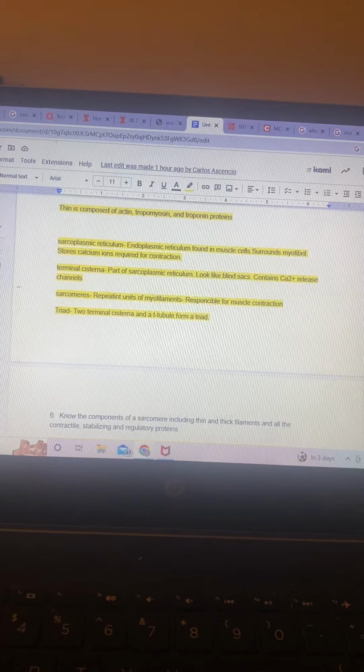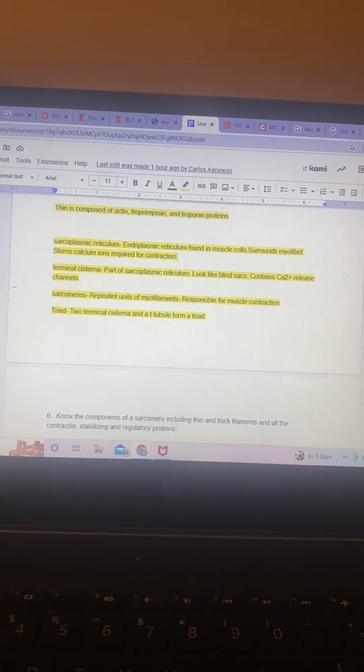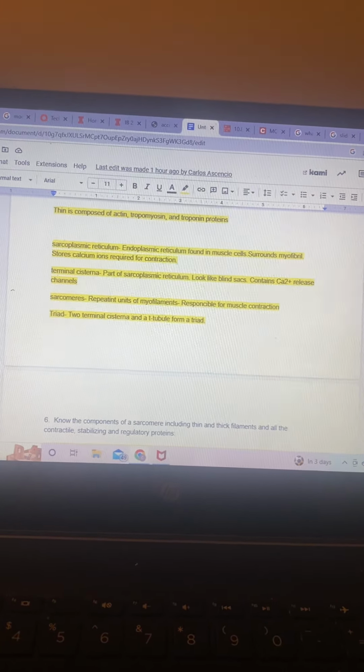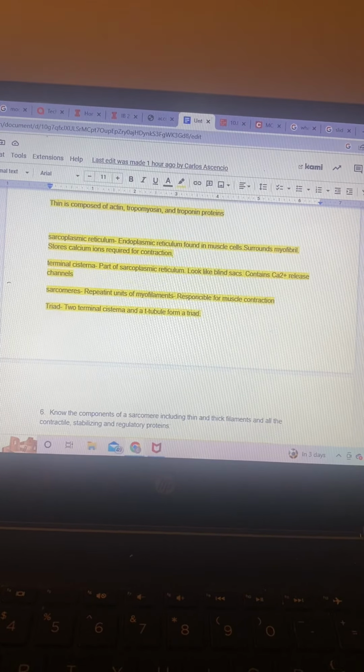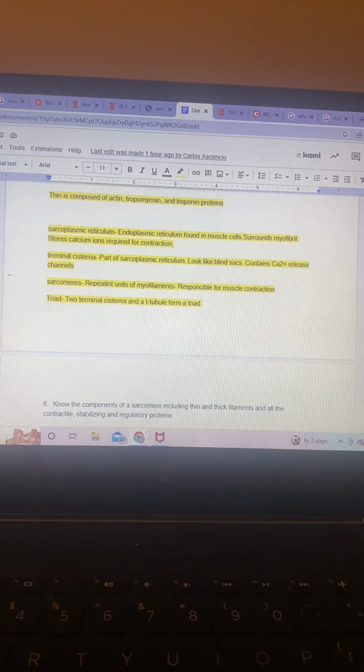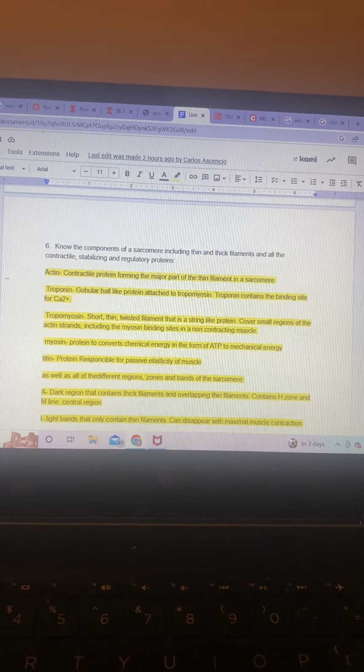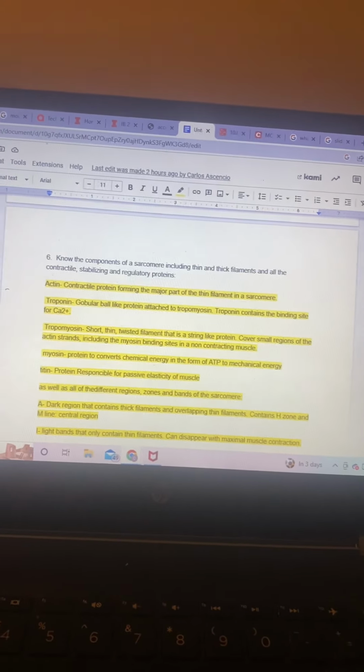What are sarcomeres? They're repeating units of myofilaments. They're responsible for muscle contraction. What's a triad? Two terminal cisterna and a T-tubule. Okay, now other components of a sarcomere, including the thick and thin filaments and all the contractile proteins.